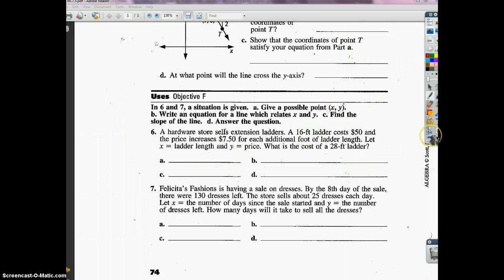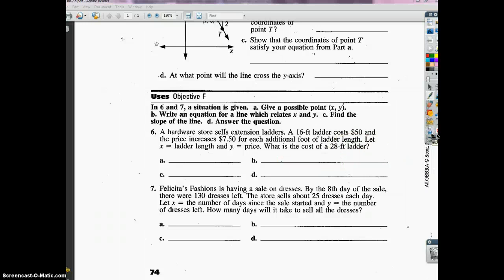Okay, C, it says find the slope of the line. We did that, we found the equation, so it's y equals 7.5x plus 50. The slope is always attached to the x, so there it is. And D, answer the question. So you're going to answer the question for the 28-foot ladder.